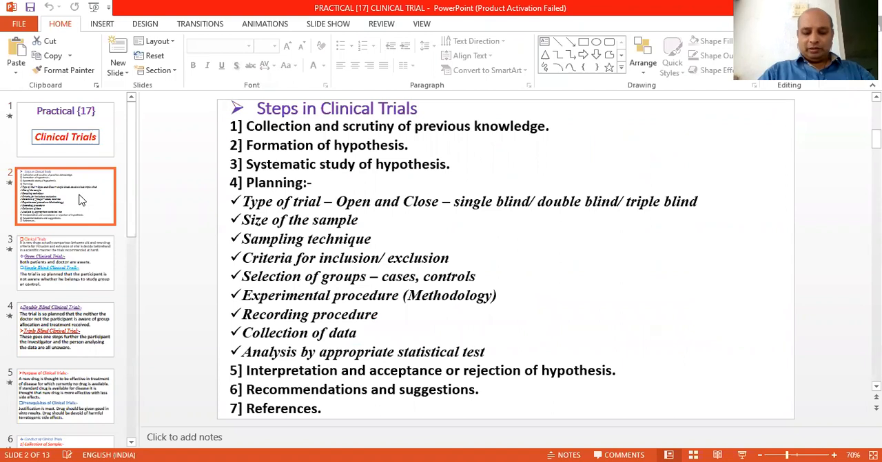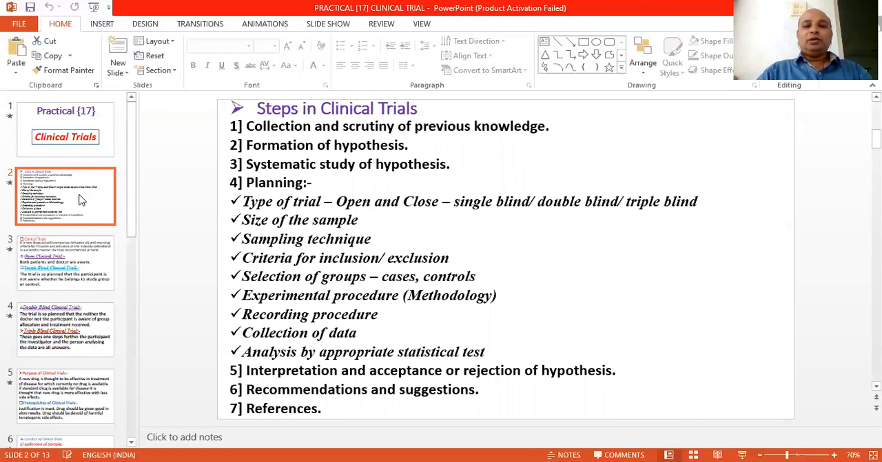Steps in clinical trials. First, collection and screening of existing knowledge, formation of hypothesis, systematic study of hypothesis. Second, planning the type of trial: open and closed, single blind, double blind, triple blind; size of the sample, sampling technique, criteria for inclusion and exclusion.